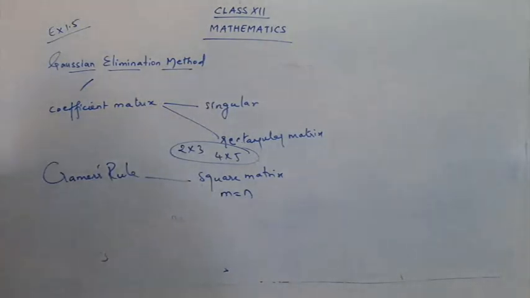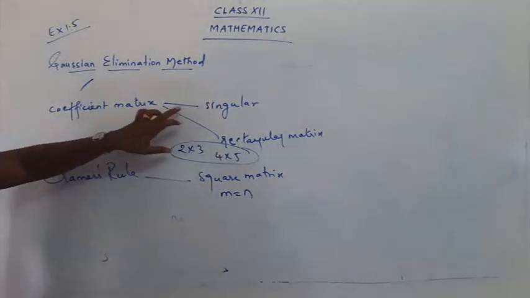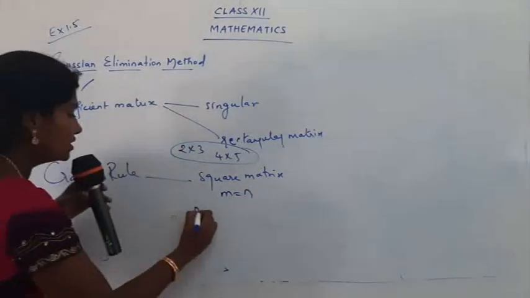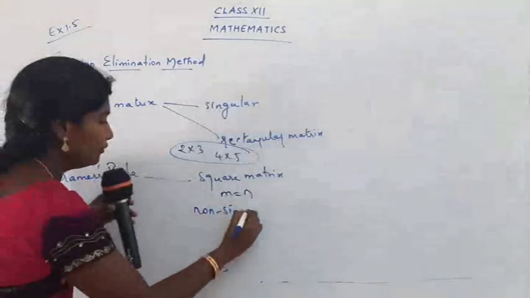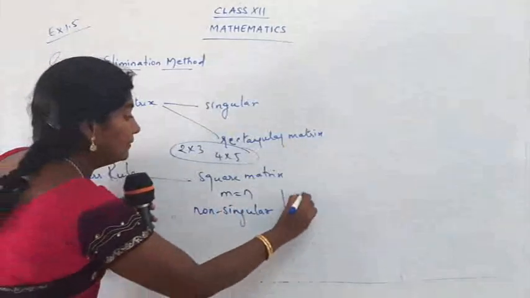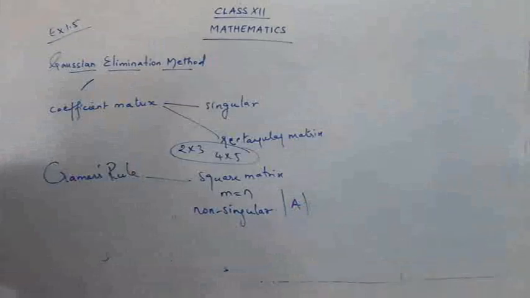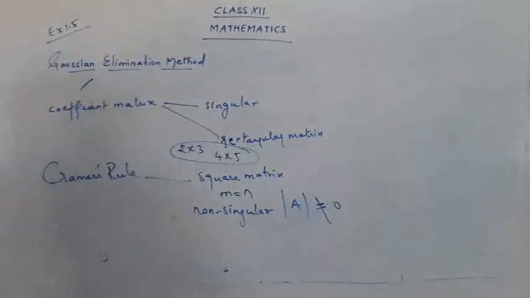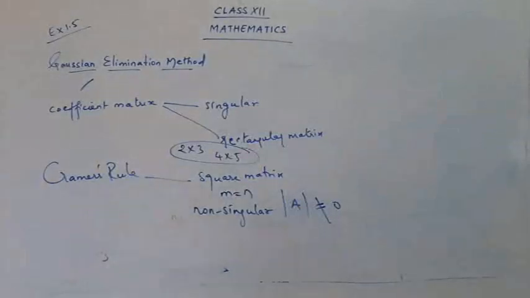The next thing, how should the coefficient matrix be? Here I have taught you non-singular. What is the meaning of non-singular? Let me explain. We find the determinant, and the determinant of A should not be equal to 0. That's what we call non-singular. We find mod of A, some value we get, and then we say it's not equal to 0. Therefore, A inverse exists.